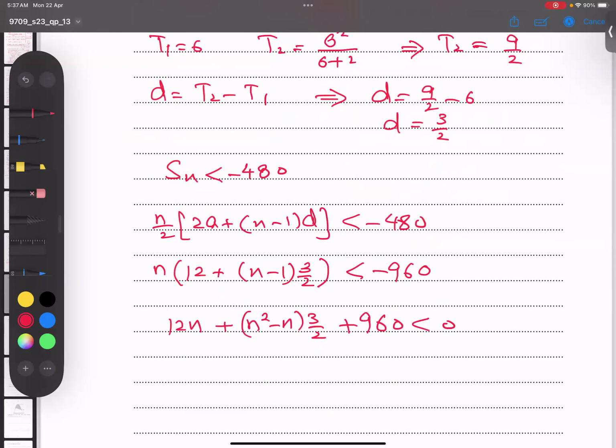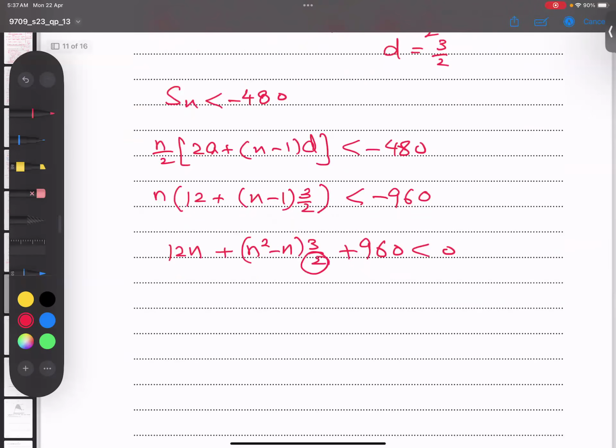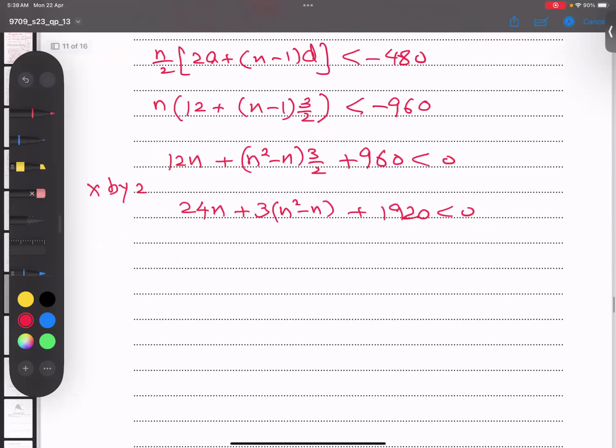Now, student, this 2 is disturbing to us. So multiply the whole equation by 2. I get 24n if I multiply 2 here, and multiply 2 here, so these 2 will cancel out. And I get 3 times n to power 2 minus n, and multiply here, so 960 times 2, I get 1920. So now, student, this 3 can multiply inside.